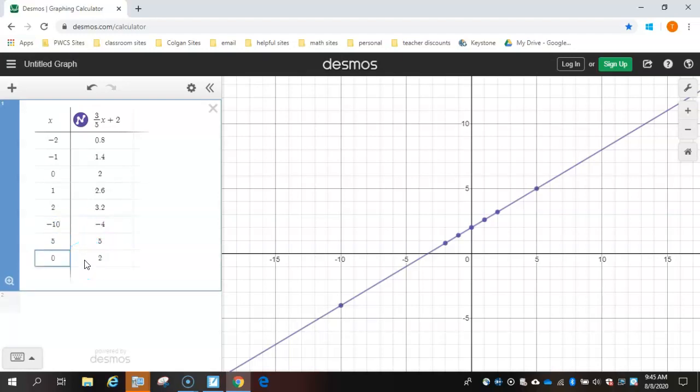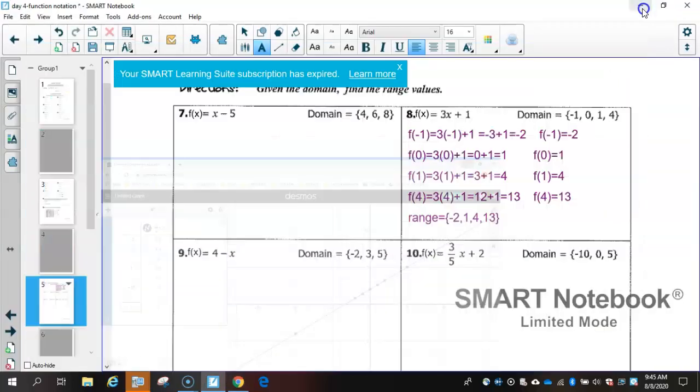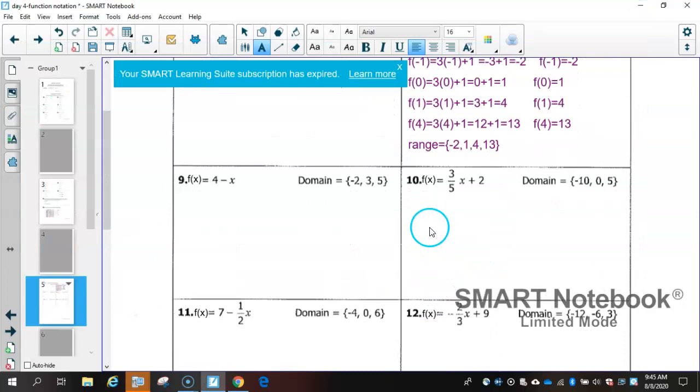I could put 0 again, and it would just show me that same value. So if you wanted to do that, you are more than welcome. So our range values for the given domain is -4, 2, and 5. So if you're doing it on a calculator, it takes less time. But you do still need to be able to do this algebraically if asked.